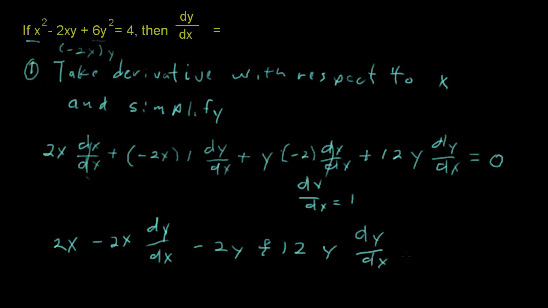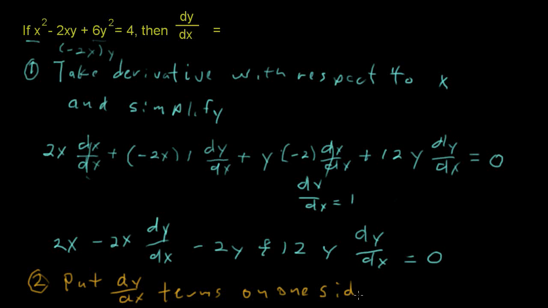Okay, what's step 2? Step 2 is to put dy dx terms on one side of the equation. So put dy dx terms on one side, and all the other terms put on the other side of the equation.